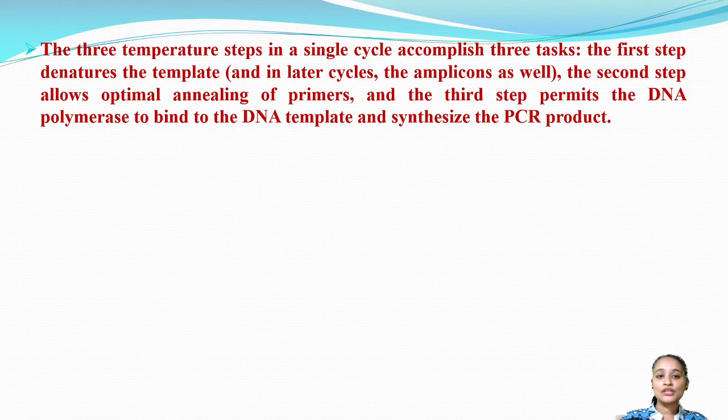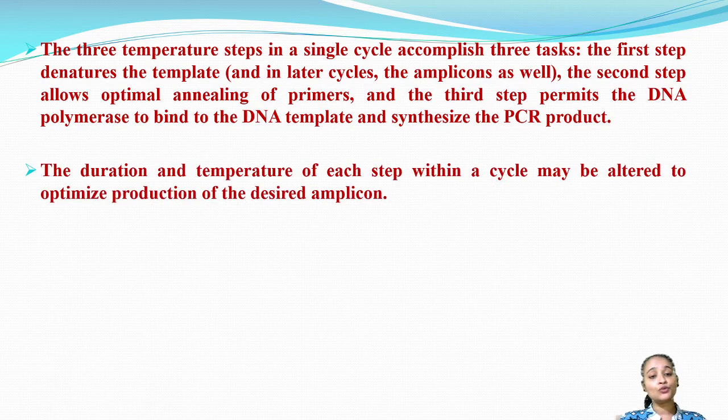The 3 temperature steps in a single cycle accomplish 3 important tasks. The first step denatures your template DNA. The second step allows the optimal annealing of primers. And the third step permits the DNA polymerase to bind to the DNA template and synthesize the PCR product. The duration and temperature of each step within a cycle may be altered to optimize the production of the desired amplicon.